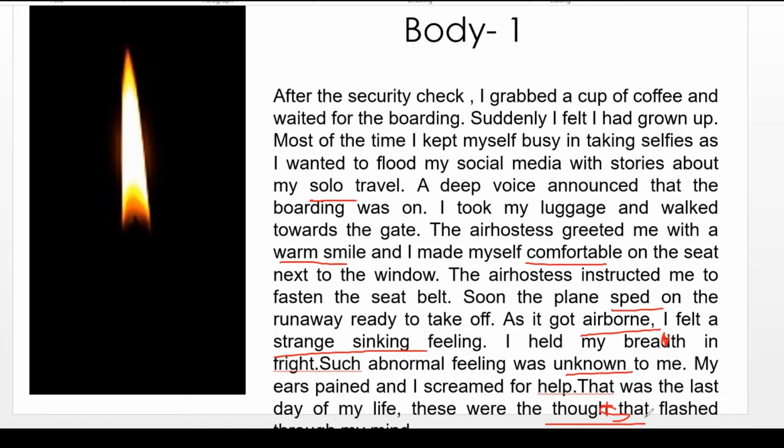You boarded the plane, you sat, but the moment the plane sped on the runway, which means when the plane started moving, and as it rose, you had a strange sinking feeling. So this is what I meant: you're not just telling that you are feeling uncomfortable, but you're also showing with those verbs and those adjectives what it means to go through that feeling. And yes, the thoughts that flash through your mind, that probably you're going to die, and how embarrassing it was for you to be in that situation.